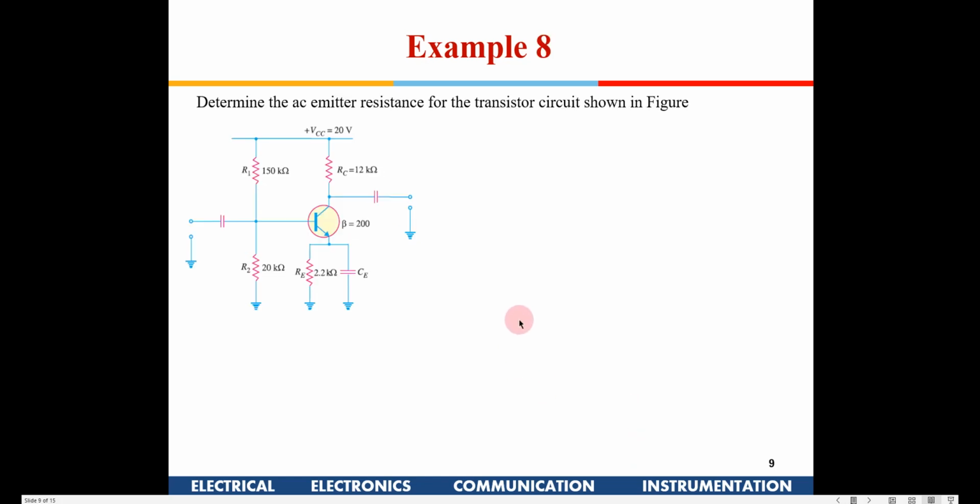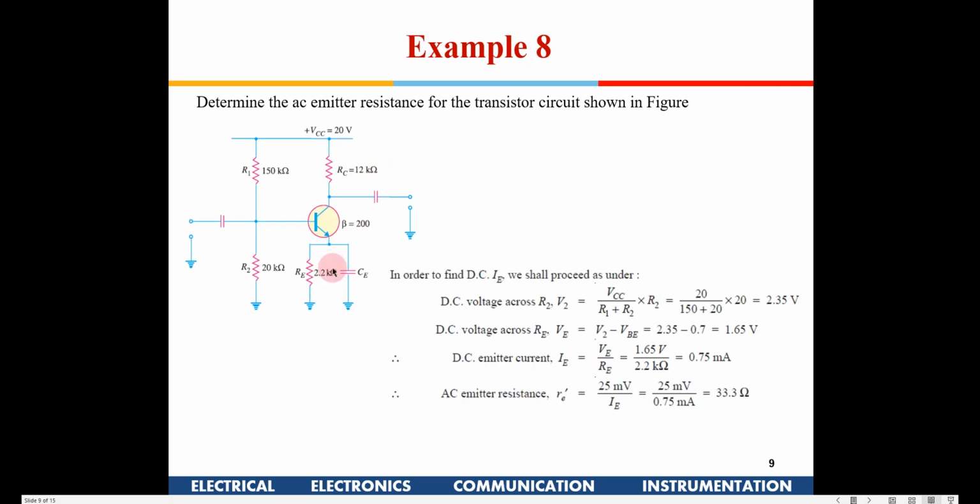If we take one more problem here: determine the AC emitter resistance. The emitter resistance is as looking into the emitter from here. For the emitter resistance, RE is 25 millivolt divided by IE. This is the formula which we learnt in the class. So we need to first compute IE.